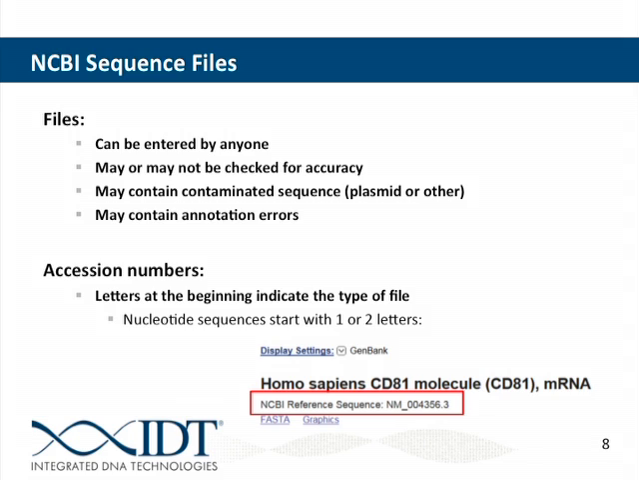So the NCBI sequence files can be entered by anyone. Because of this, they may or may not be checked for accuracy. So always use caution when you're pulling your sequences out of NCBI. They may contain contaminated sequence, whether it be plasmid or otherwise, and may contain annotation errors.